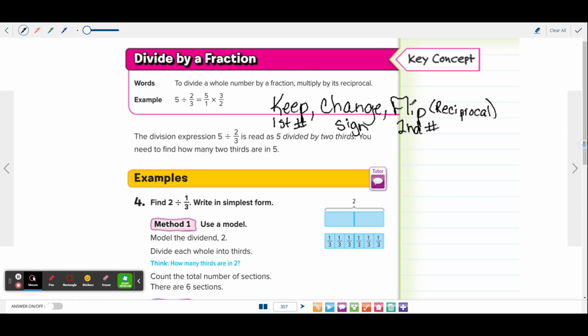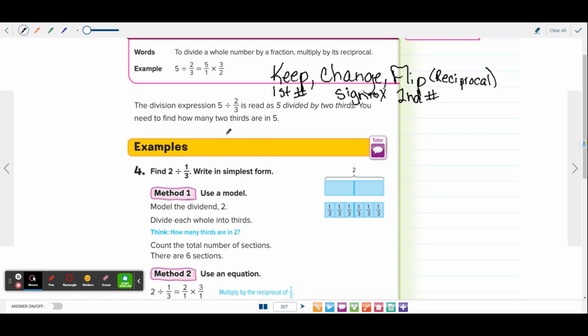Okay? That's all that means. Keep, change, flip. Keep the first number, change the sign to multiply. So 2 times, and then flip. Okay? So we have the division expression 5 divided by 2/3, read as 5 divided by 2/3. You need to find how many 2/3 are in 5.